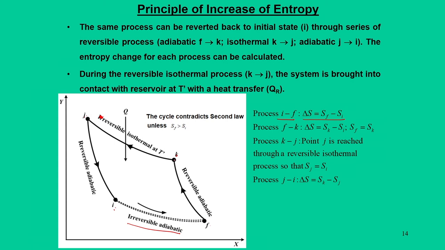Right. Now for the process K to J, from this point K to J when you go, we get the point J such that it is achieved through a reversible isothermal process. That means from K to J you draw an isothermal curve proceeding in these directions, and finally, the entropies at I and J are equal. So, wherever they cut, the point J is located. That means, for the process J to I, we can write delta S is equal to S K minus S J.